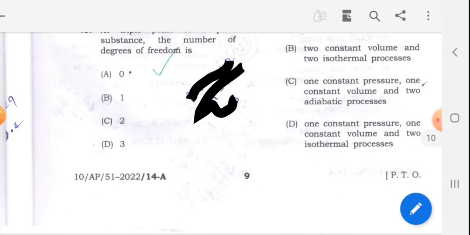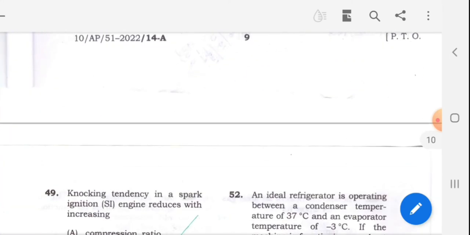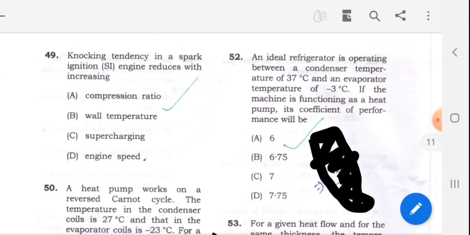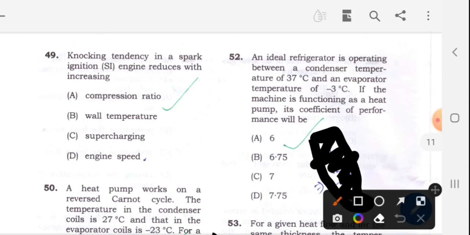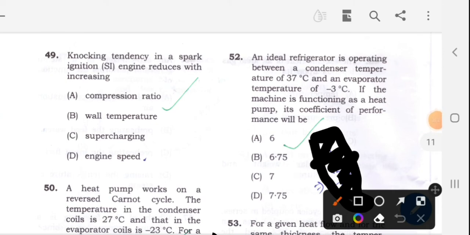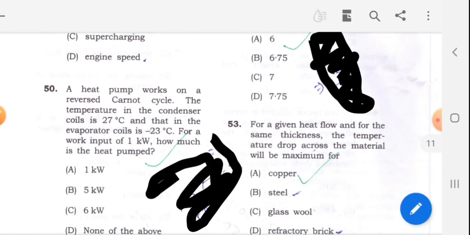Let's move on to the next question, which is question 49. Knocking tendency in a spark ignition or SI engine reduces with increasing engine speed, which is option D. Option D for question 49 is the correct answer. Next question, which is question 50.